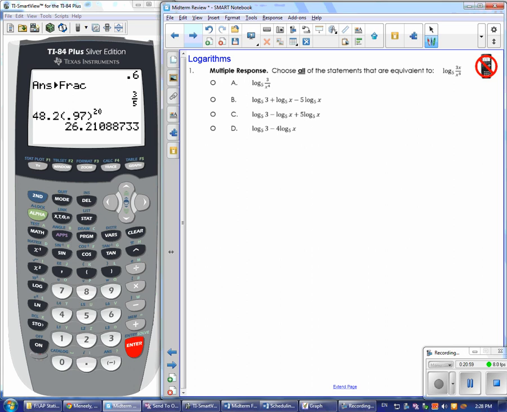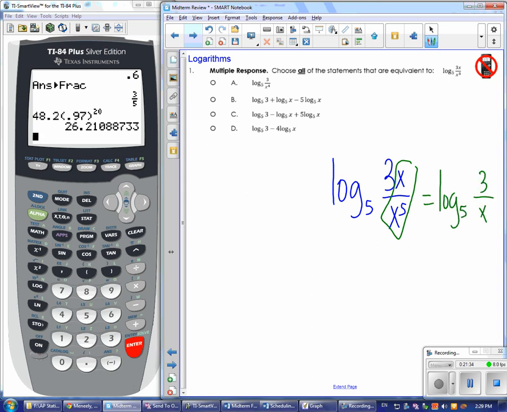So in number 1, we're looking at the expression where we have the log base 5 of 3x over x to the 5th, and we're asked all the different ways that we can re-express it. So one of the first things I notice, let me rewrite it so it's a little bit bigger. We have 3x over x to the 5th. One of the things I notice is that I have something in common here, so I can reduce that fraction. If I've got an x on top and 5 factors of x on the bottom, I can cancel one of those factors. So this would be equivalent to the log base 5 of 3 over x to the 4th.